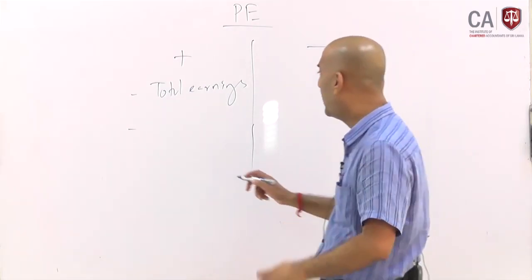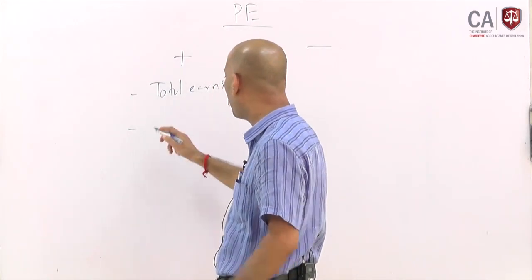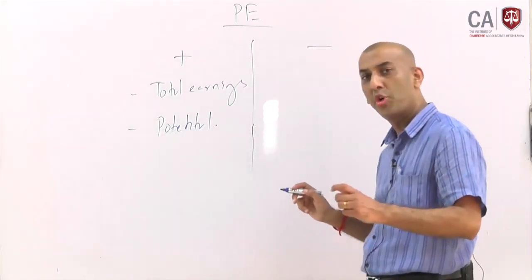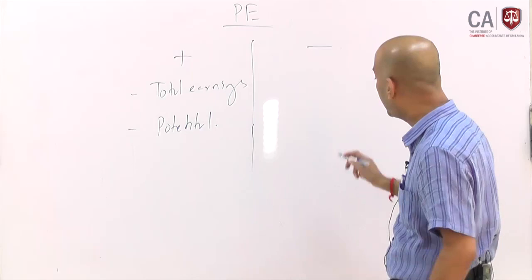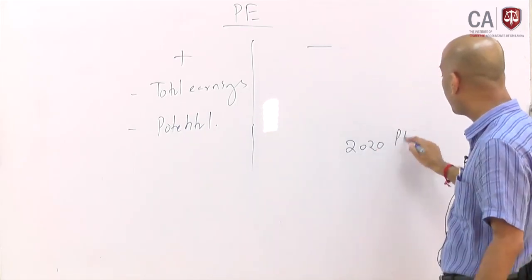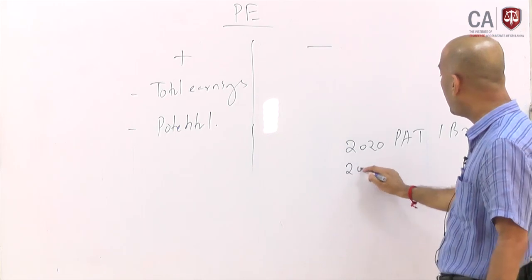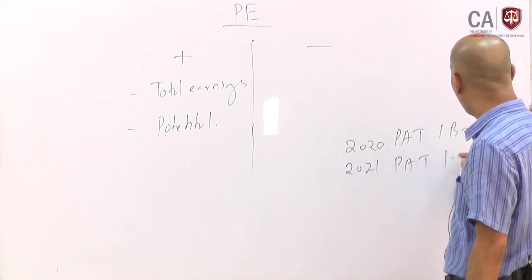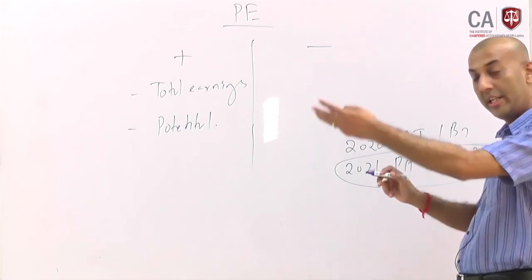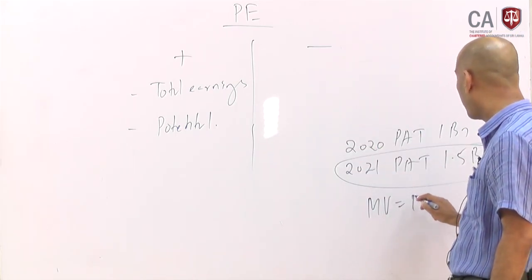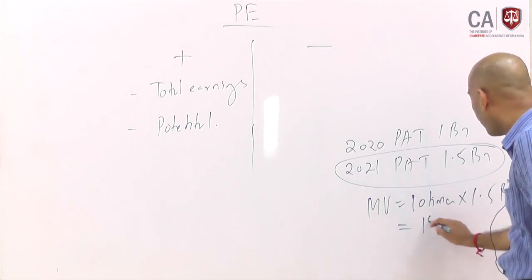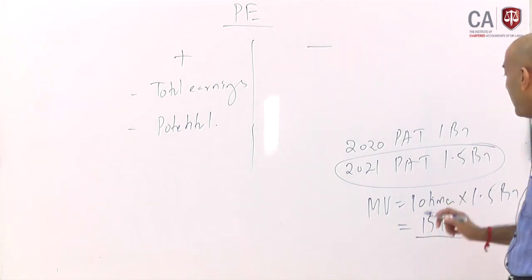Second, it gives you the total value of the company's potential, because sometimes you may not use the earnings of the past. You may use the future earnings also. For example, the 2020 profit after tax is say 1 billion. Maybe in 2021 your profit after tax is 1.5 billion. So the P/E ratio method can use the future earnings also. So market value equals P/E ratio, say 10 times, into 1.5 billion, that's next year's profits, then you are talking about 15 billion. So you could value based on future earnings also.